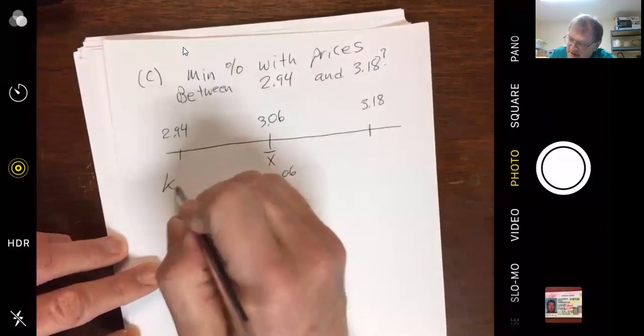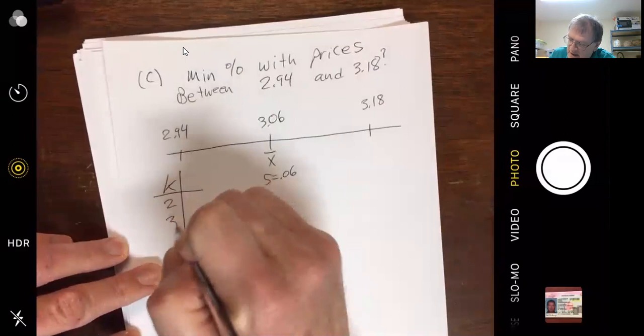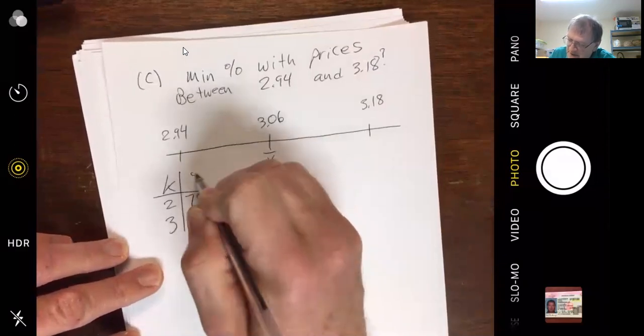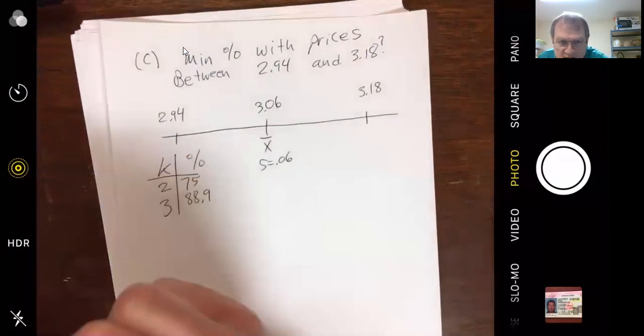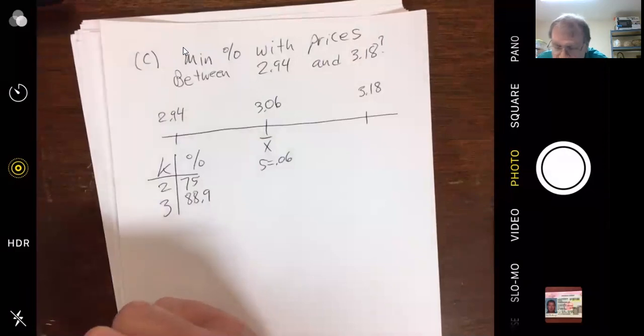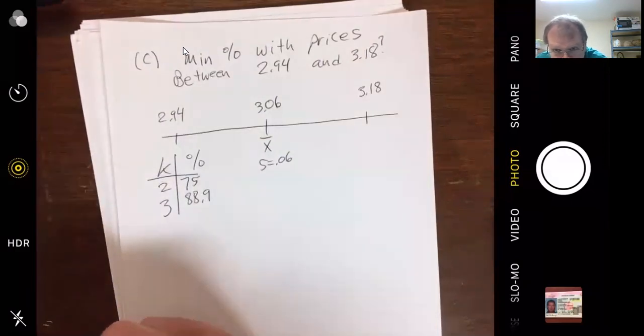Remember, you're following this table. 2, 3, 75, 88.9. Do you see the useless crap I have in my head? I have cluttered my brain cells with this useless crap. Actually, they pay me money to have that useless crap in my head.